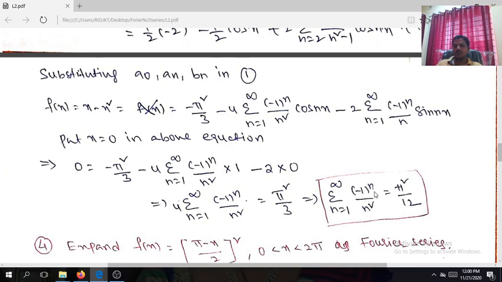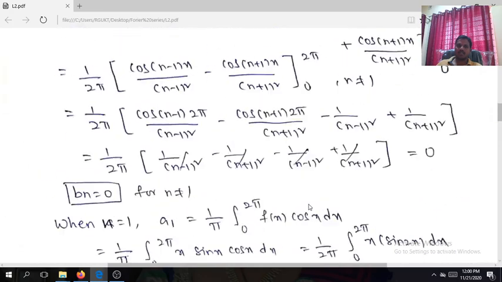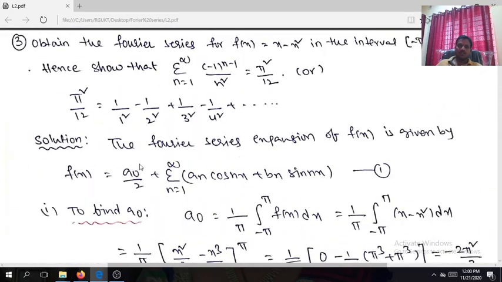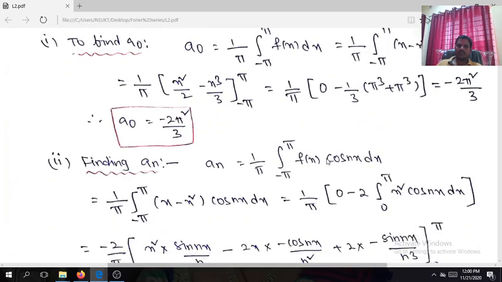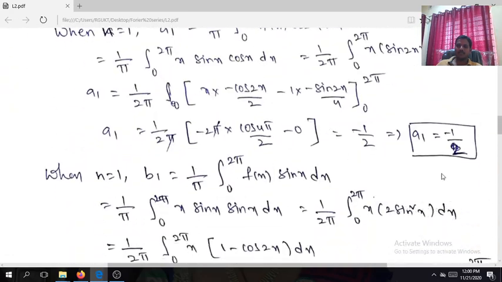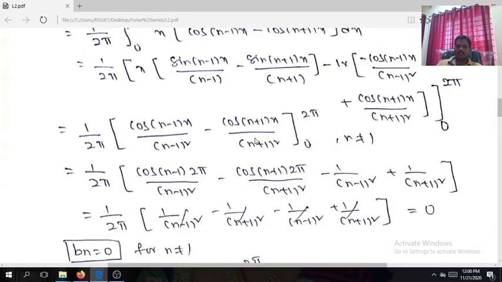Next plus 1 divided by 2 square. Minus 1 divided by 3 square. And so on. We'll get the pi square by 12 expansion like this. You will get this one, right? Here it is minus pi square by 12 or plus pi square by 12. This is the expansion.